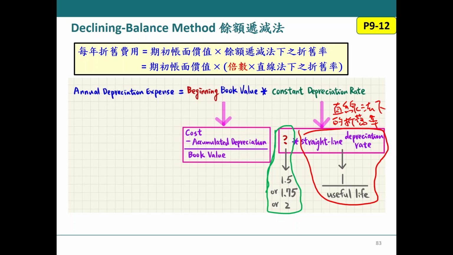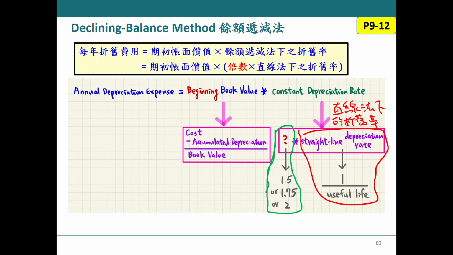Then times some number based on how you use your PP. If you use your PP more, your value decreases more, right? So the first number here depends on how fast your company's PP value decreases. If you use more, it will decrease faster, right? So it could be 1.5, could be 1.75, could be 2, depends on your company. For questions, for quiz, for midterm exam, don't worry, we will tell you the number.